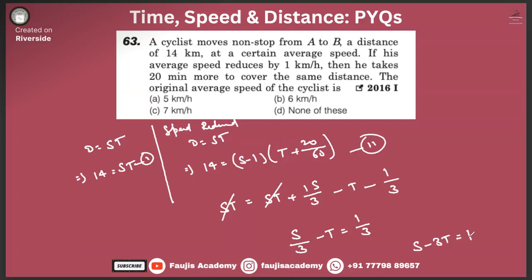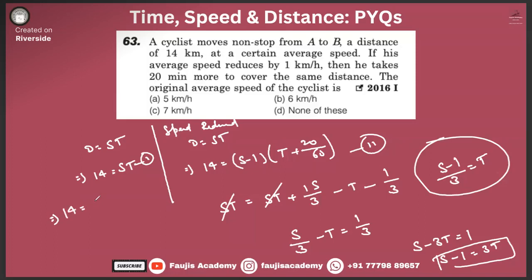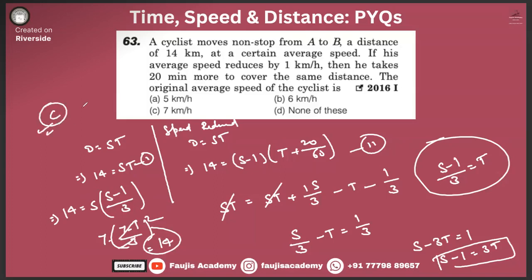What do we need to find? S. So we need to replace T. S minus 1 is equal to 3T, so S minus 1 by 3 is equal to T, which means 14 is equal to S into S minus 1 by 3. Which option did you say? C. So if C is equal to 7, 7 into 7 minus 1 by 3 will give us 14. Yes, C indeed is your correct answer option.